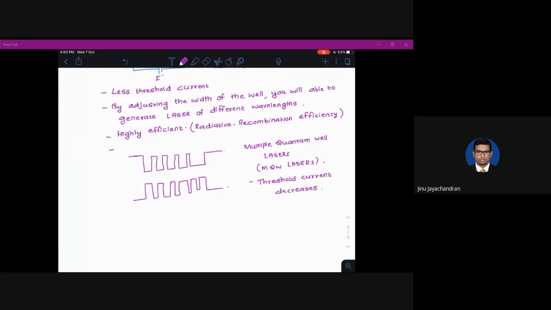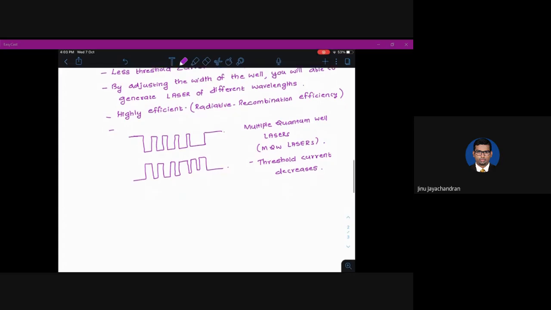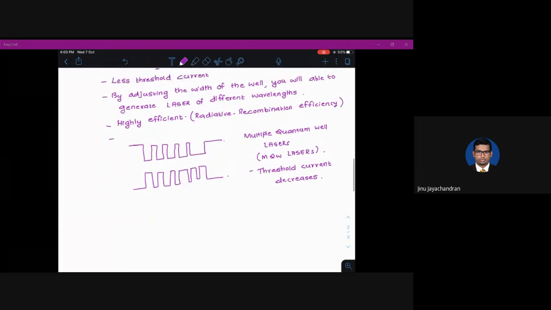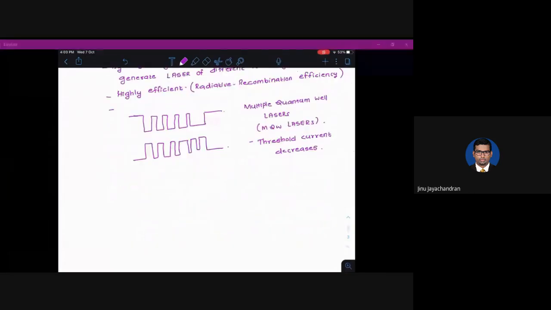But again, the main problem is that the fabrication of such multiple quantum well lasers is a bit tough. But the advantage is that you need to provide only less power. Less threshold current means less power. In all these lasers, basically you will have the same structure: this is a bulk material, there will be an active region, a cladding, a confinement layer, and a substrate.